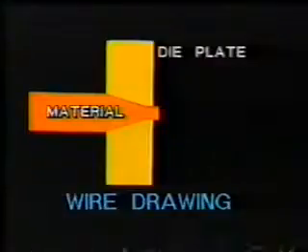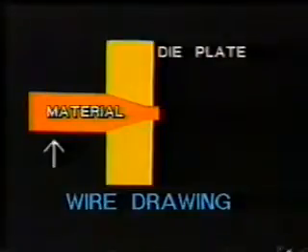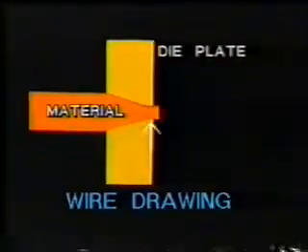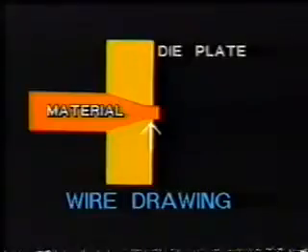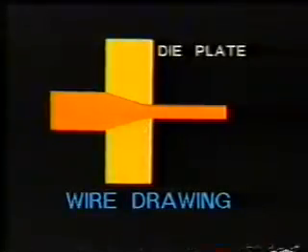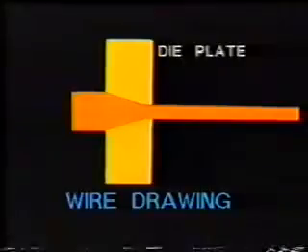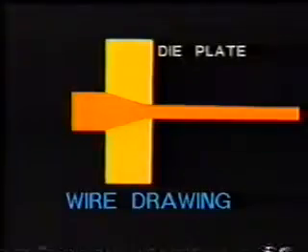Principle of wire drawing. In wire drawing, a wire of larger dimension is pulled through a die plate having a hole of smaller dimension, thereby the pulled wire is reduced. The process has the advantage of obtaining non-standard dimensions, better surface finish, and closer dimensional tolerances.